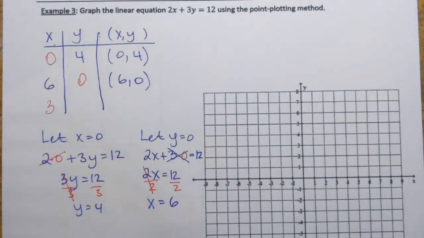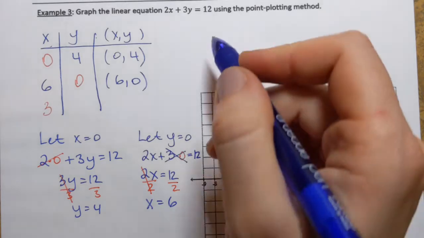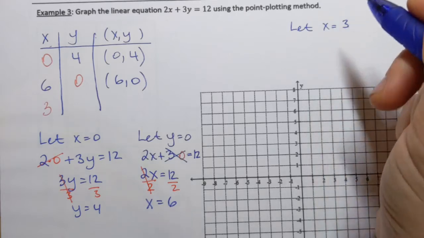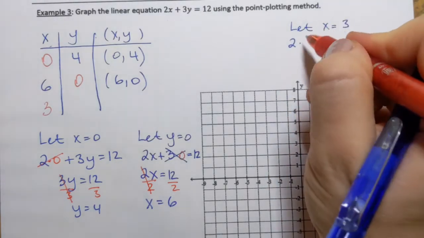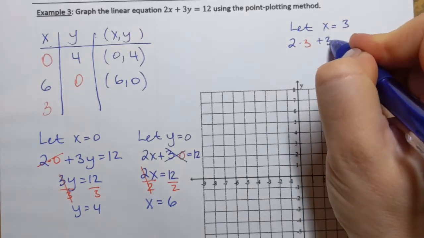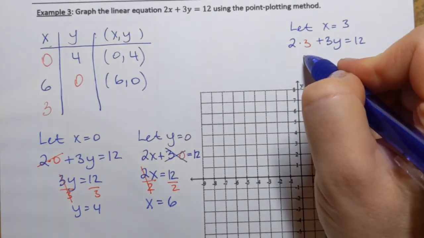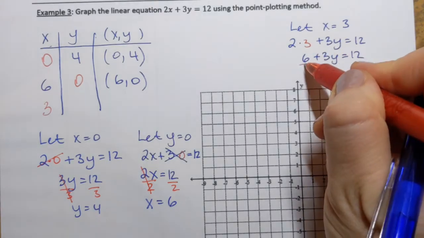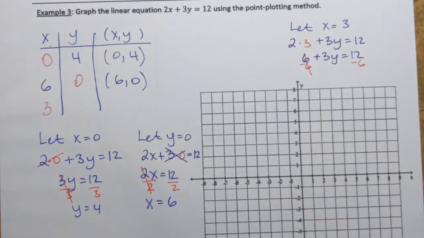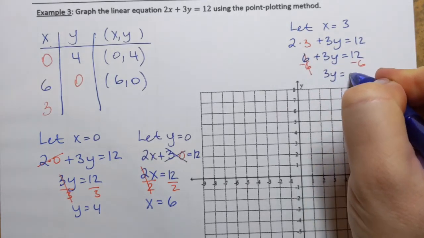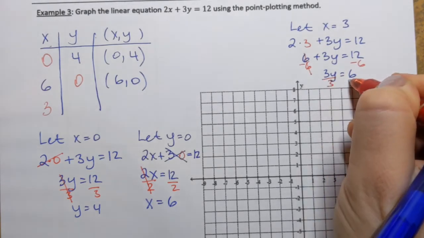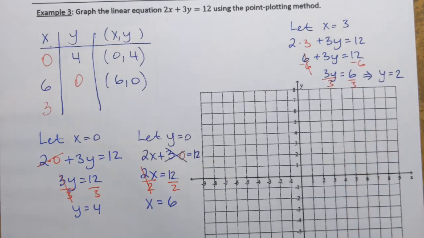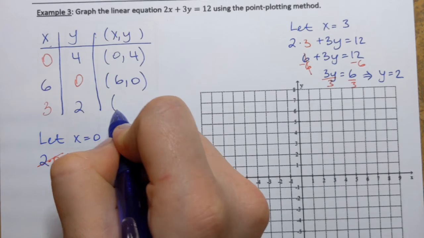So if x equals 3, let's calculate what y is gonna be equal to. I'm gonna write it over here. So let x be equal 3. I'm plugging in 3 for x: 2 times 3 plus 3y equals 12. So 2 times 3, that's 6. See how when it's not 0, we have more steps to do. Minus 6, minus 6, I'm trying to find y. So 3y equals 6. And then once I divide by 3 on each side, I'll find that y has to be equal to 2. So when x is 3, y is 2. Here's one more solution.